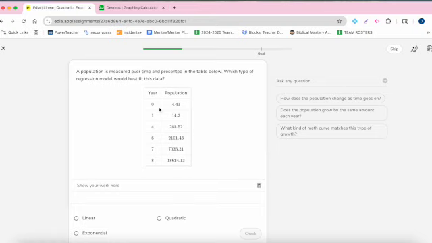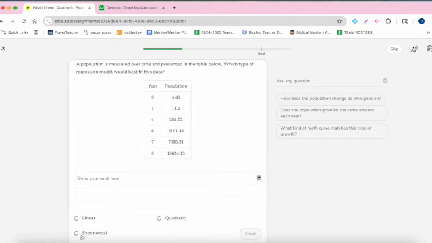What do we think? Well, as the x values are going up, as the year's going up, how's the population changing? Well, it goes up by about 10 the first time, and then it goes up by over 200, and then it goes up by a huge amount there, right? Over 1,000, and then over 5,000. So it looks like it's growing slowly and then quickly. So this looks like it's exponential.